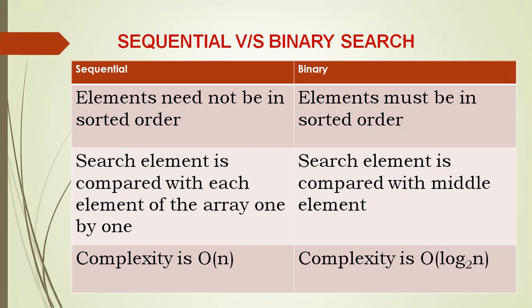The complexity of sequential search is order of n, whereas the complexity of binary search is log n. Generally, log n is less than order of n. That's the reason binary search is said to be faster than sequential search.